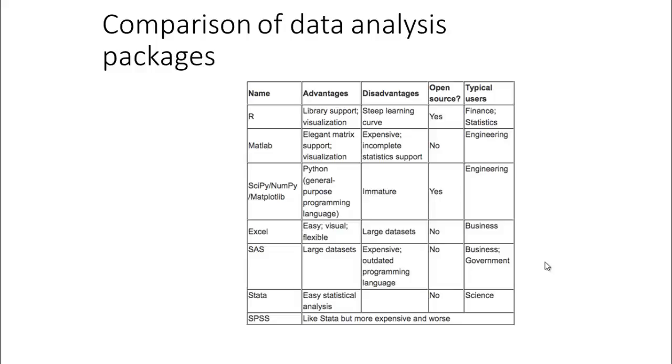Let's start with the open source tools. There are two: R and Python. Row number 3 is Python, and the first row is R. These two are open source. Anybody can go on the web, download, and start using them. While others like MATLAB, Excel, SAS, Stata, and SPSS are not open source and they are very expensive too. So that's the first thing to start with.